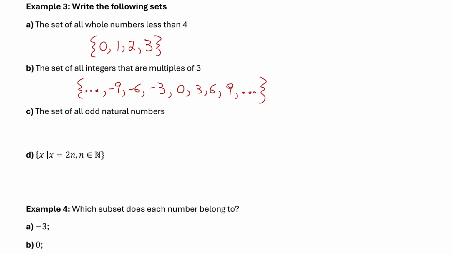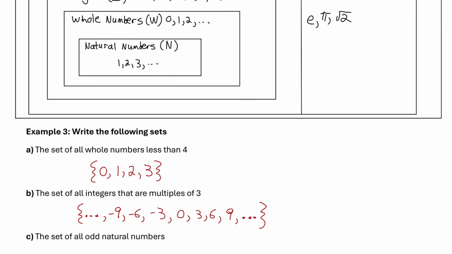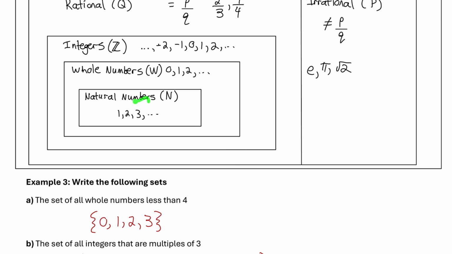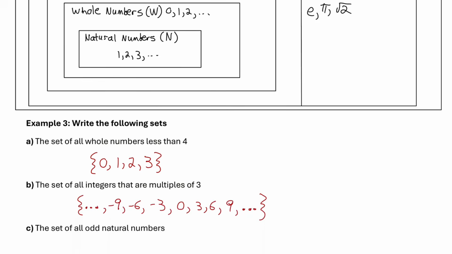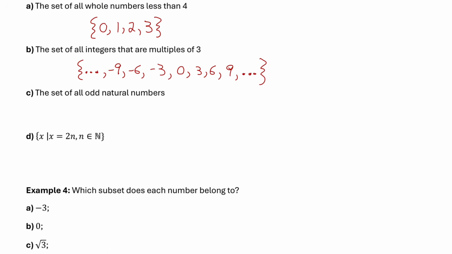It's an infinite set. Part C says the set of all odd natural numbers. Well, the natural numbers were the positive counting numbers, 1, 2, 3, 4, 5, and so on. But I just want to write the set of odd natural numbers. So that would include just 1, 3, 5, 7, and so on. This is another infinite set. I'll write the 3 dots to show that it continues forever.